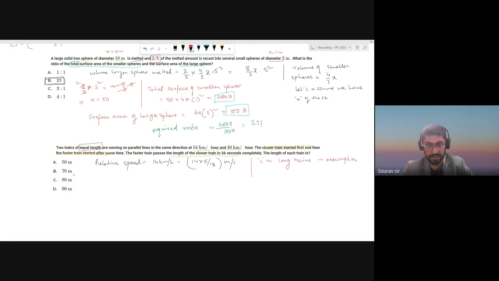And what is the distance covered by the faster train? This is 2L. Now distance equal to speed times time. So 2L would be equal to, what is the speed? 14 into 5 by 18, and time is 36. So now you check, 18 gets cancelled, this 2 and this 2 get cancelled. So you have L equal to 70. So that means each of the trains is 70 meter. That's a short train.